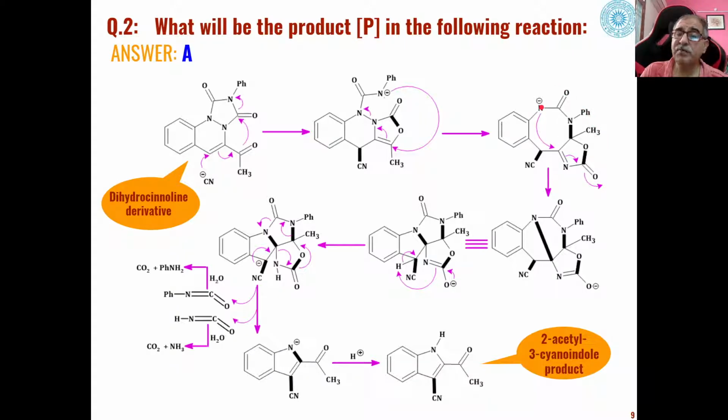So this type of anion, where the negative charge is present on nitrogen, will be formed. Then this will attack this carbon-nitrogen double bond, and an enolate will be formed like this, with the formation of a new carbon-nitrogen bond. So this 8-membered ring will be converted into two 5-membered rings like this.